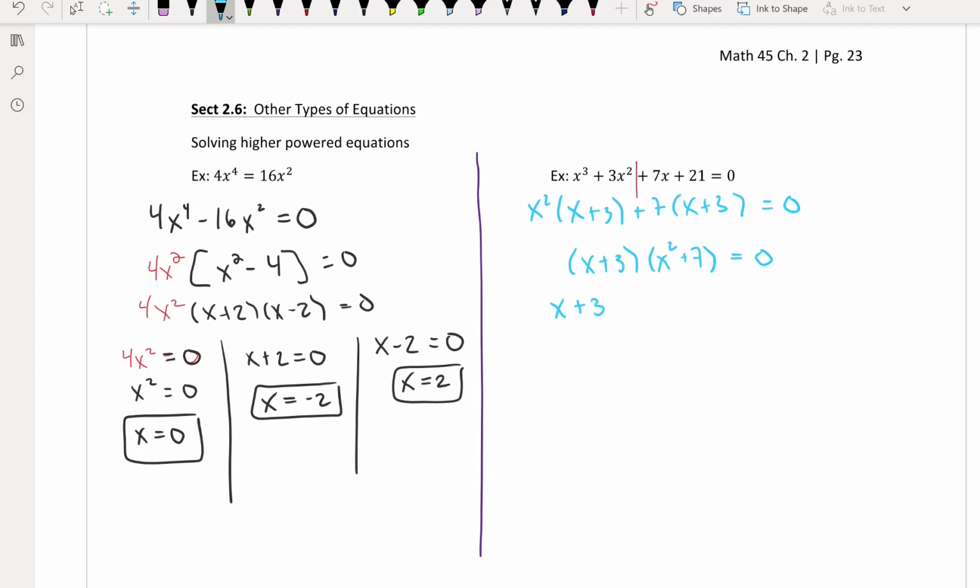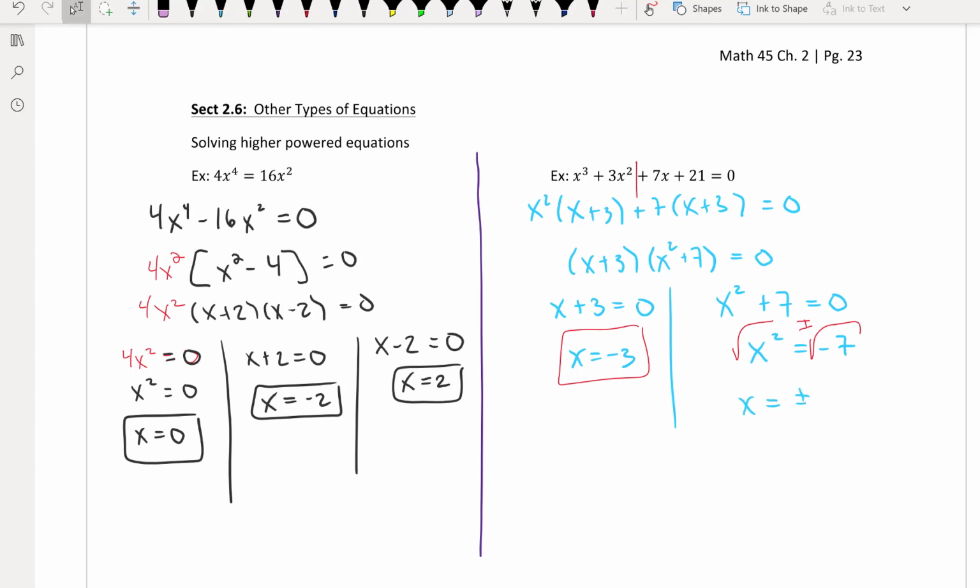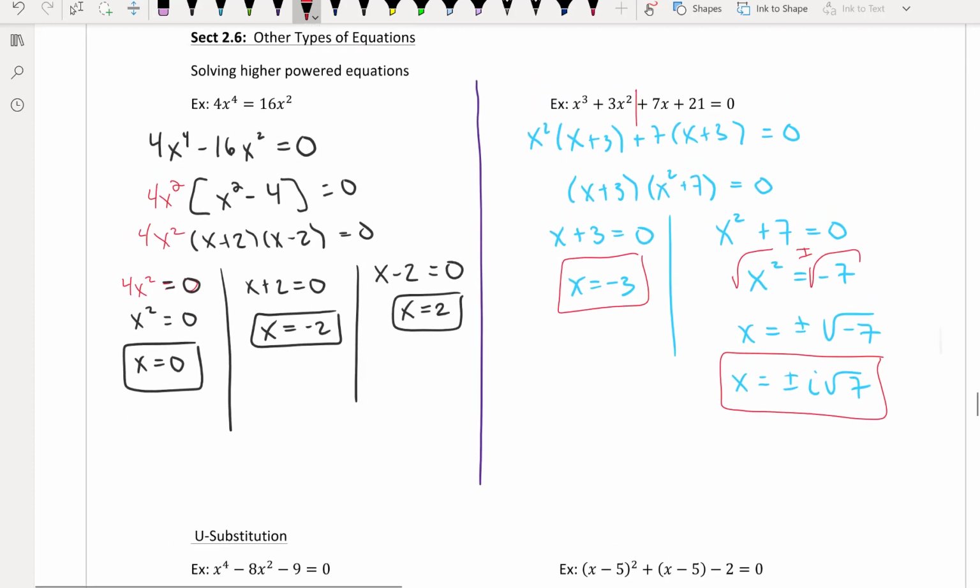So I have that x plus 3 is equal to 0, so that x is equal to a negative 3. That is going to be one answer. I also have x squared plus 7 is equal to 0. So then x squared is going to equal a negative 7. And if I were to square root both sides, don't forget the plus or minus. So I can get that x is equal to plus or minus the square root of negative 7. And of course, that's going to be imaginary. So that's going to be plus or minus i square root 7.